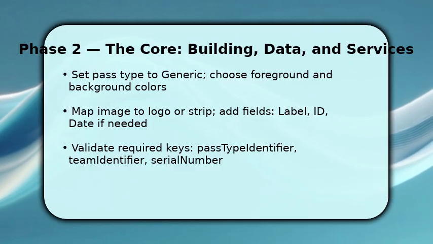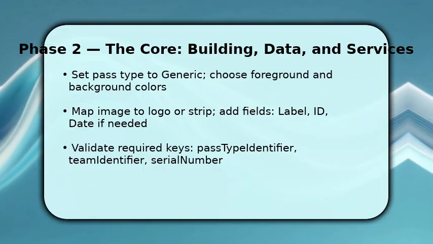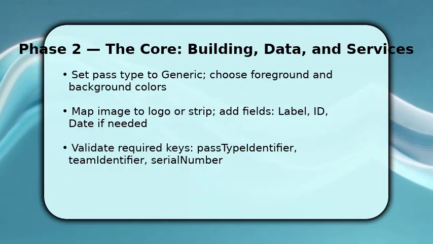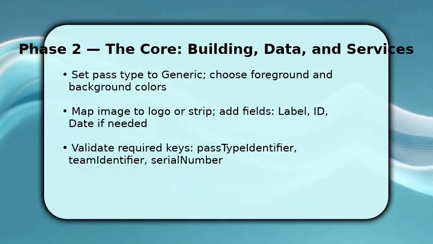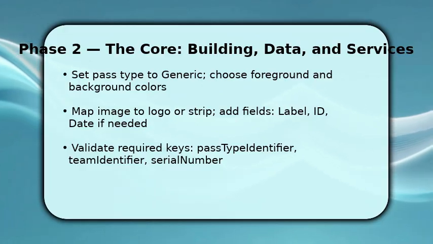Configure colors and image placement so the compass reads clearly in Wallet. You add the logo image or strip image, then populate fields: a short label, a serial number for uniqueness, and optional relevance date for sorting. Make sure your pass includes pass type identifier and team identifier placeholders, even if local, so Wallet accepts it.